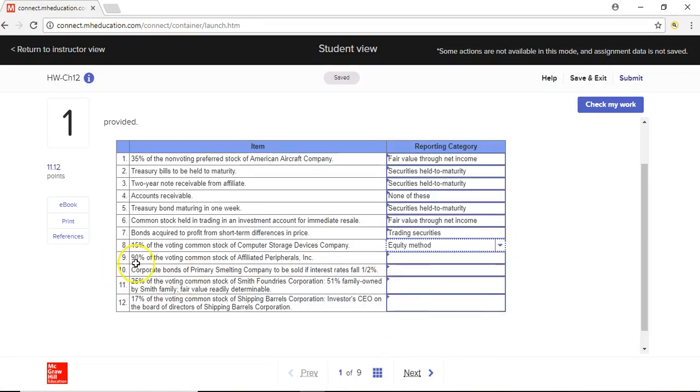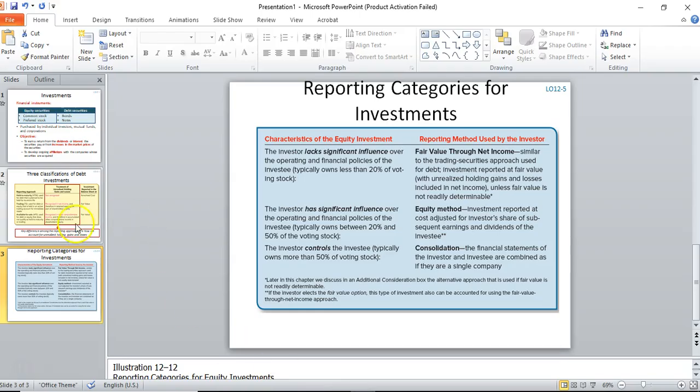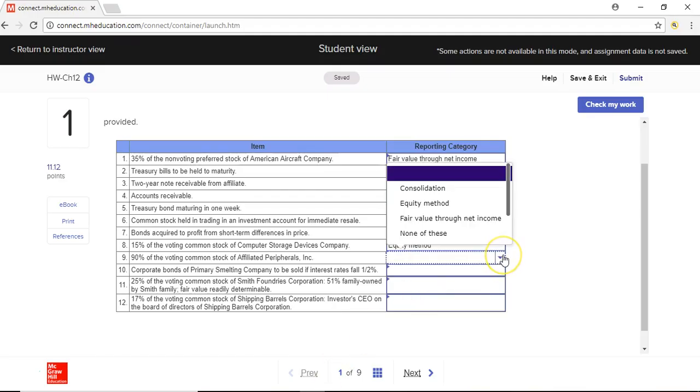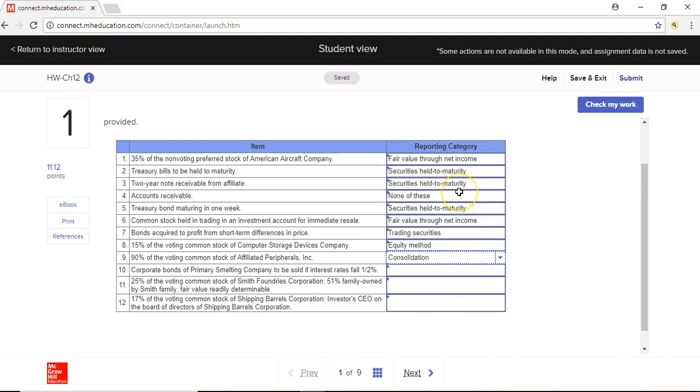Number 9, 90% of the voting common stock. Voting, so we can influence the investee company. And 90% means we have the loudest voice on the board of directors. So we have control over the investee company. Then we should consolidate the investee company's financial statements into our financial statements.